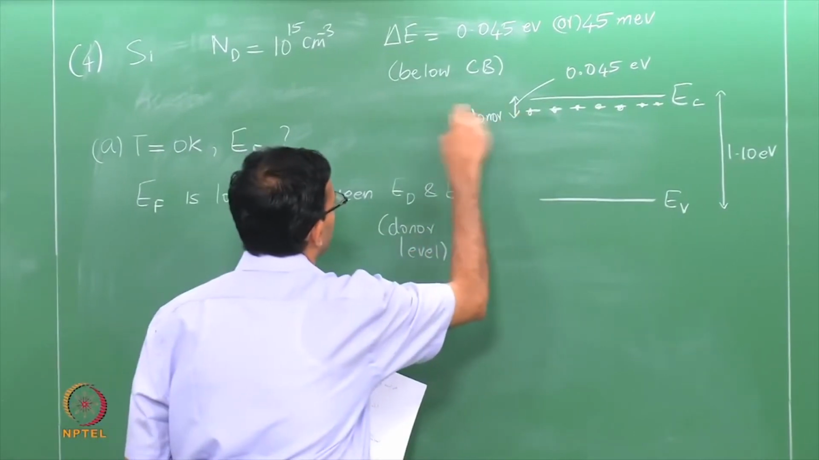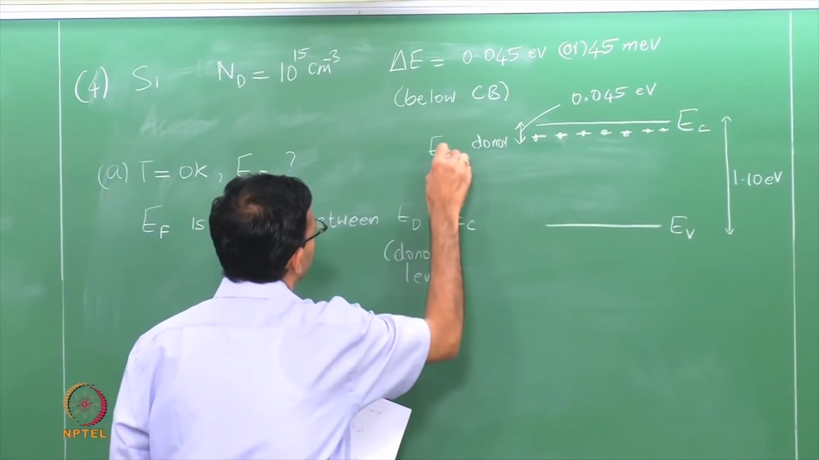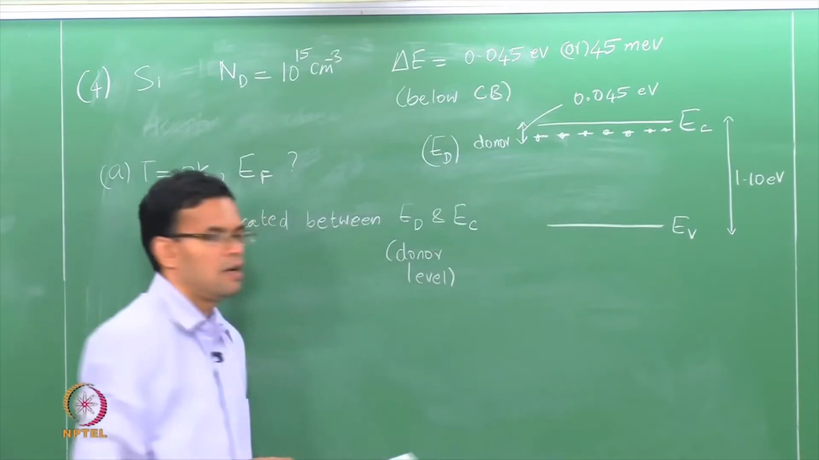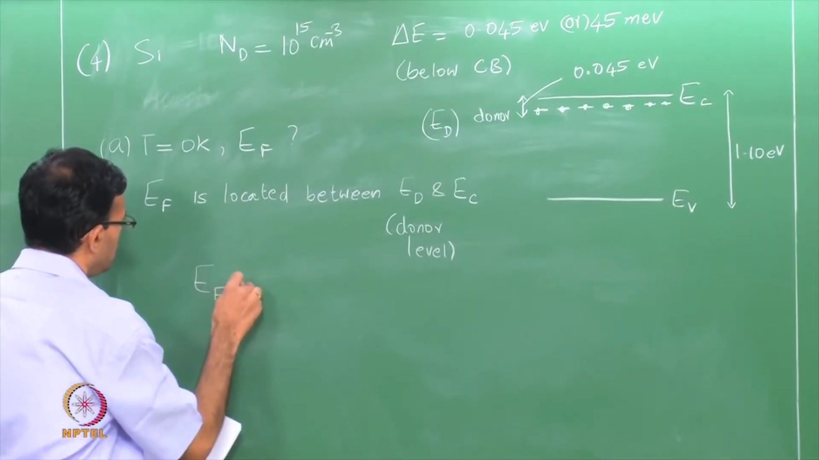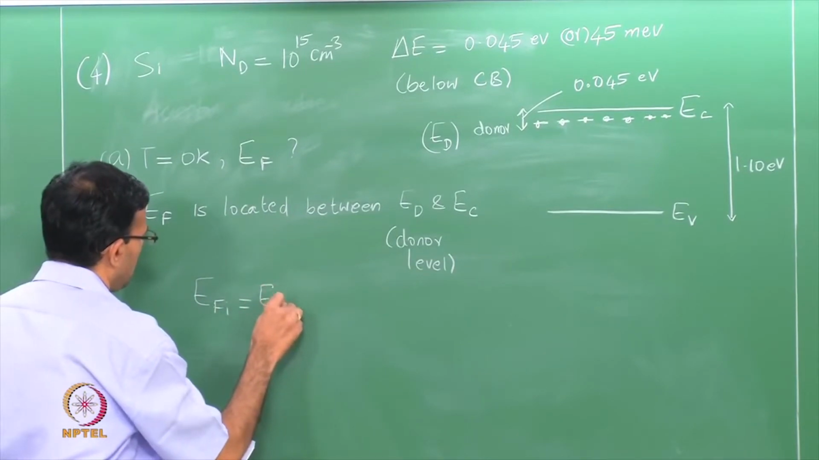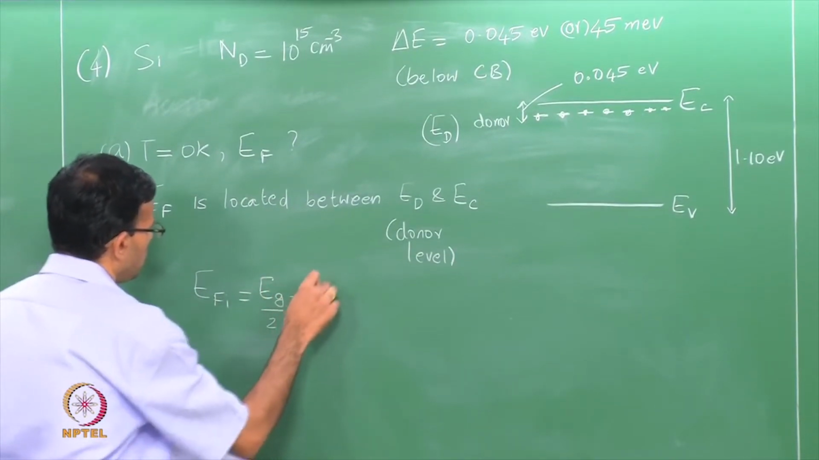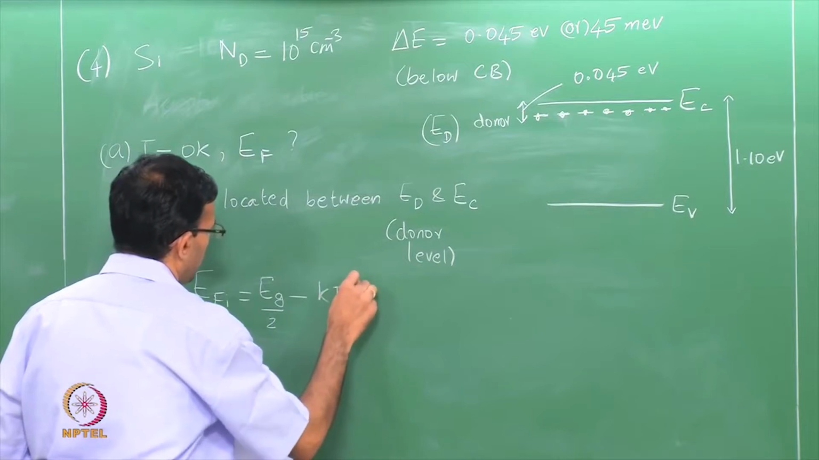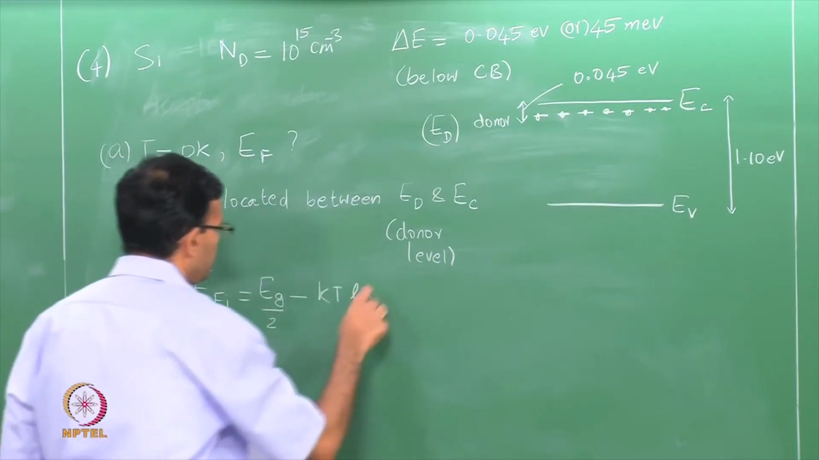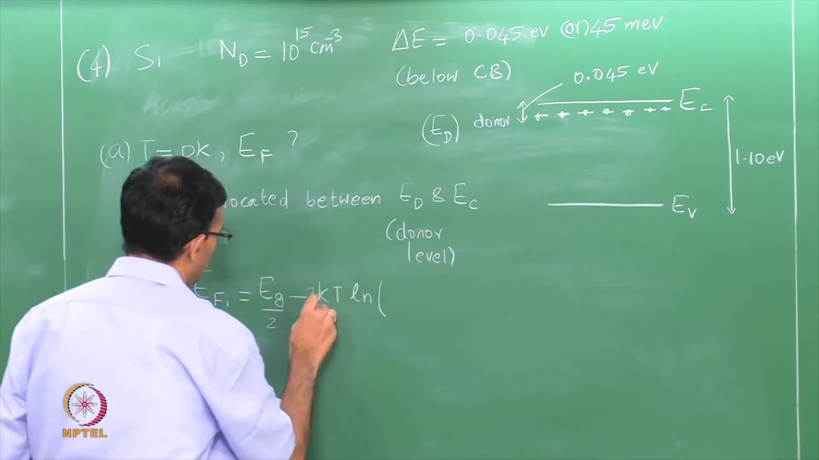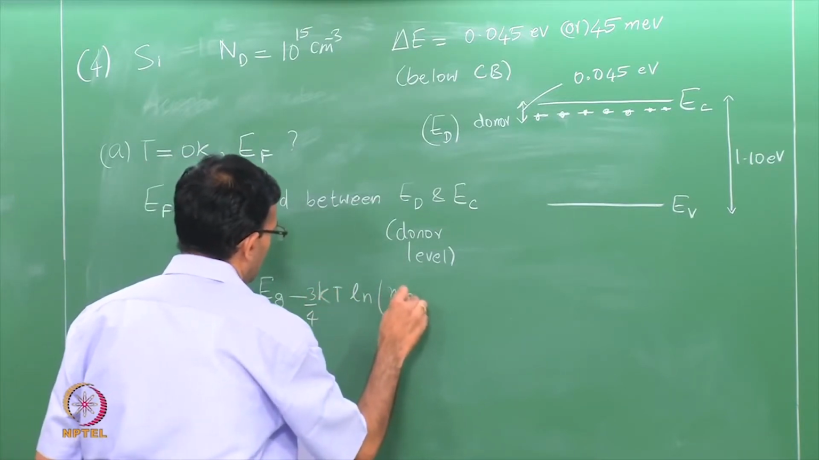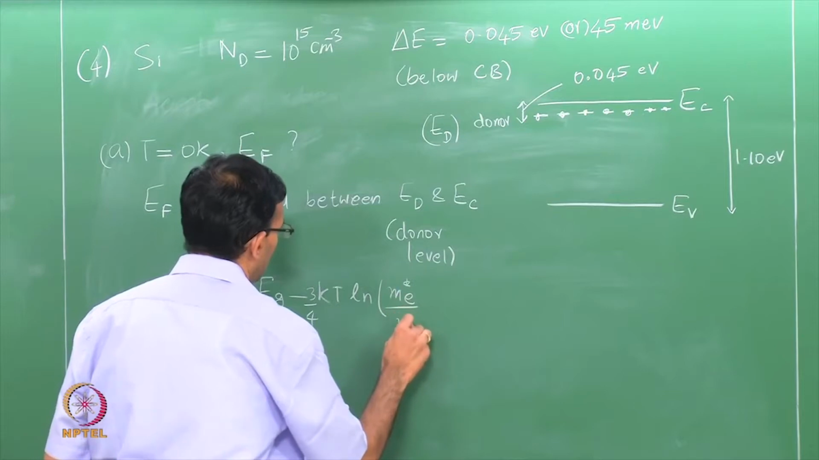So, let me mark that here as ED, and the temperature is 0 Kelvin. So, if you use this expression, EFi is Eg over 2, minus kT ln, so, 3/4 kT ln Me star over Mh star.